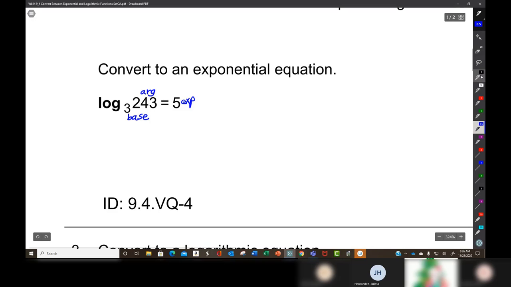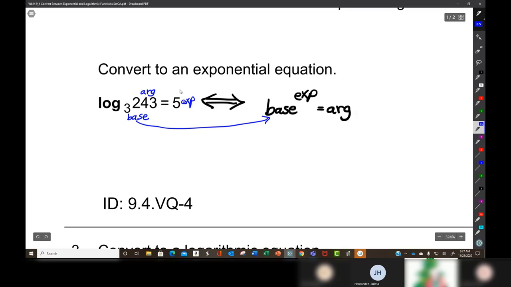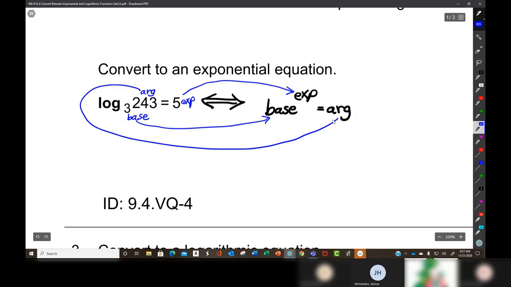Now, to change this to an equivalent exponential function, we have to set it up like this. Base, exponent, answer or argument. So it's just a matter of transferring this to there, this to there, and arg to there.